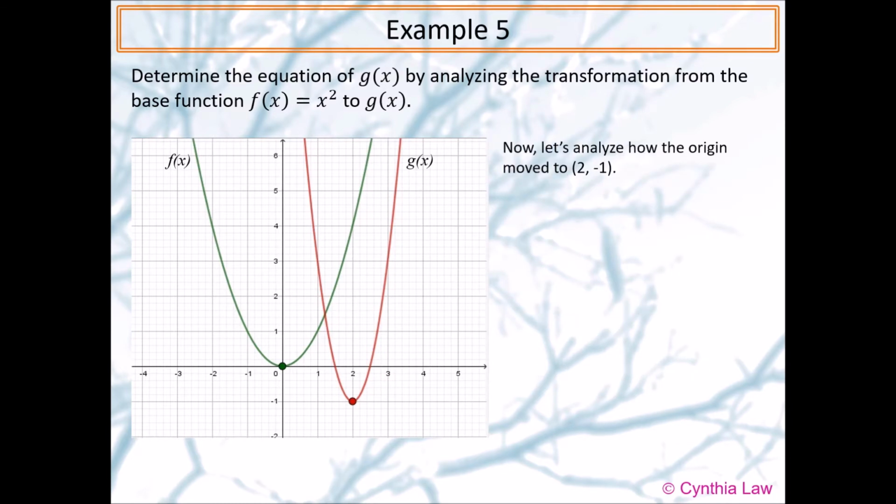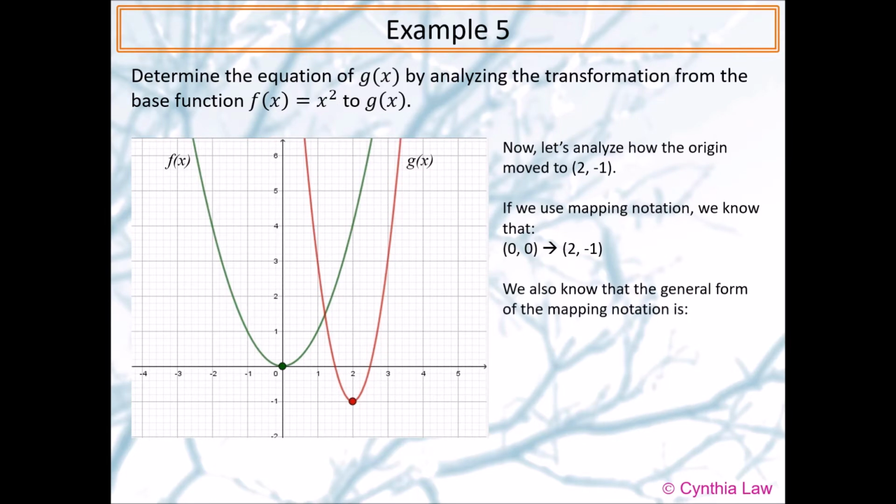Now, let's analyze how the origin ends up at the point 2, -1. We will first look at it algebraically to help you understand what happens. Once you understand what's going on, you can do it totally visually without much calculations. If we use mapping notation, we know that the point 0, 0 becomes the point 2, -1.